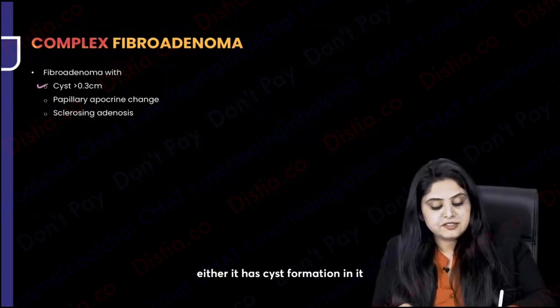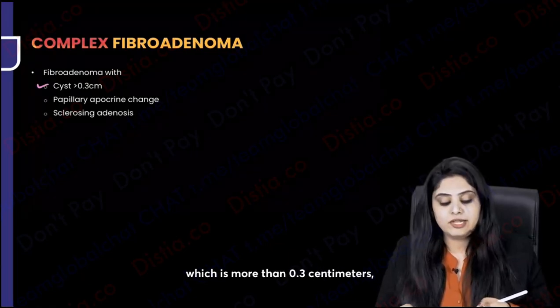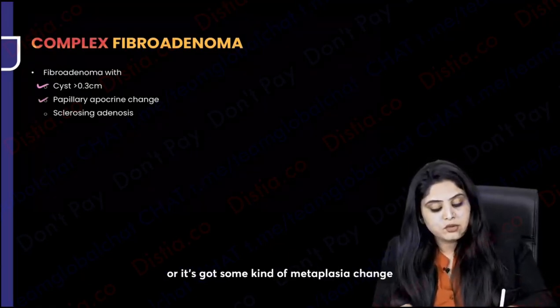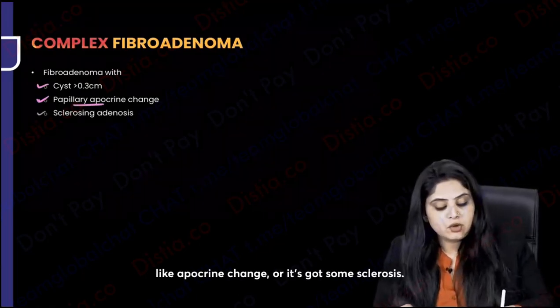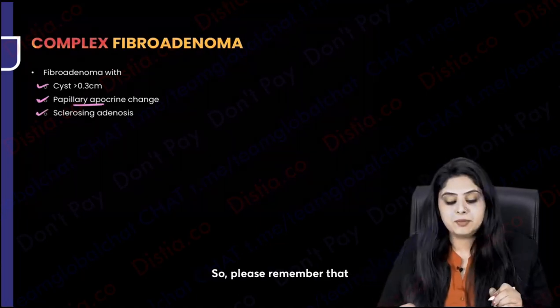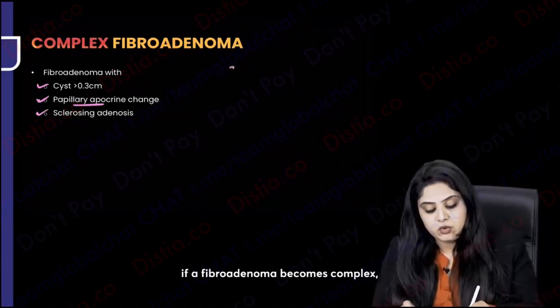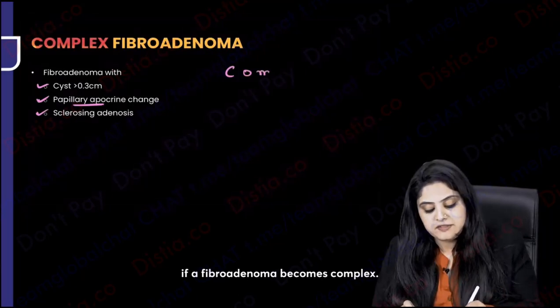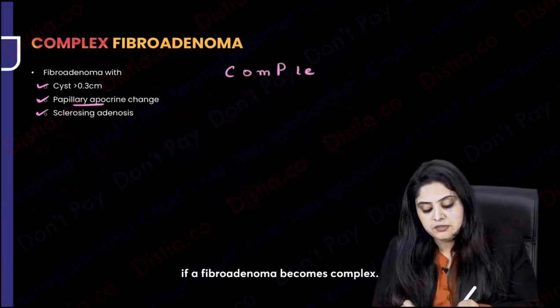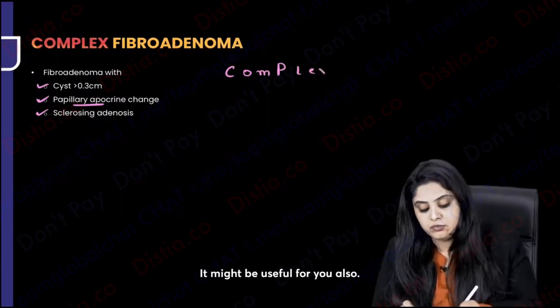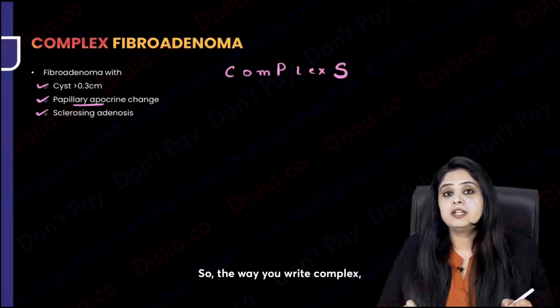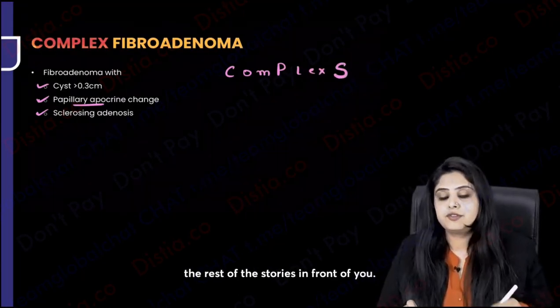Either it has a cyst formation in it, which is more than 0.3 centimeters, or it's got some kind of metaplasia change like apocrine change, or it's got some sclerosis. So please remember that if a fibroadenoma becomes complex, that is how I have learned it. It might be useful for you also. So the way you write complex, the rest of the story is in front of you.